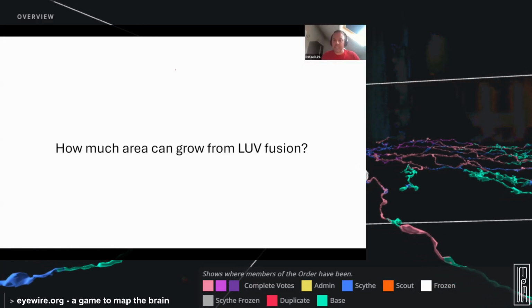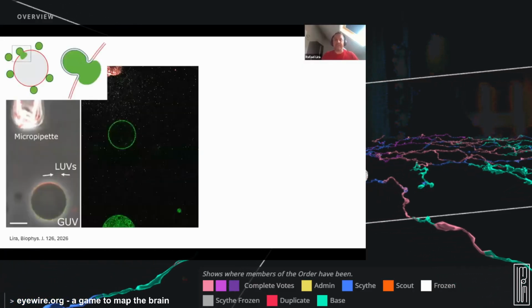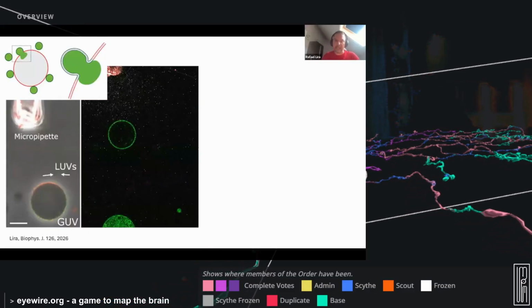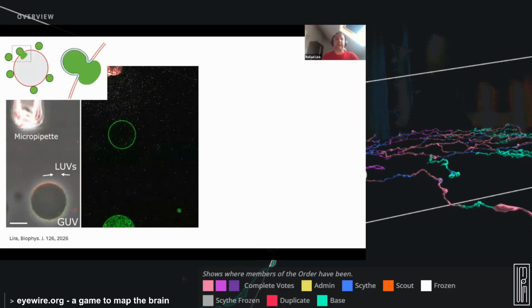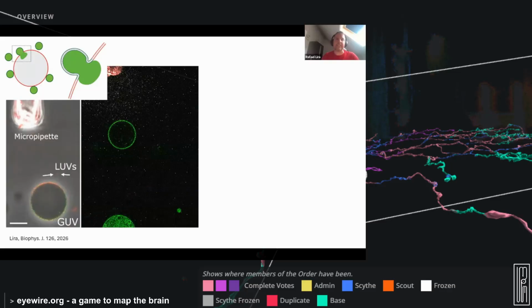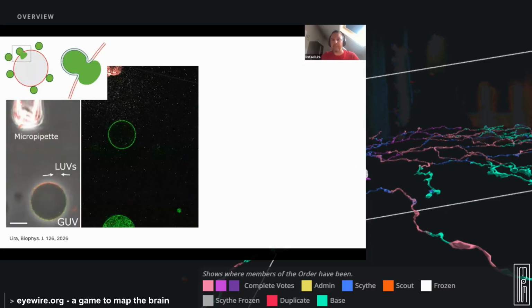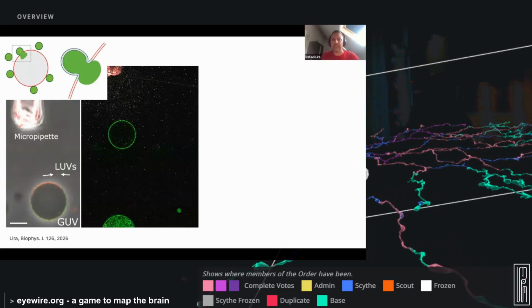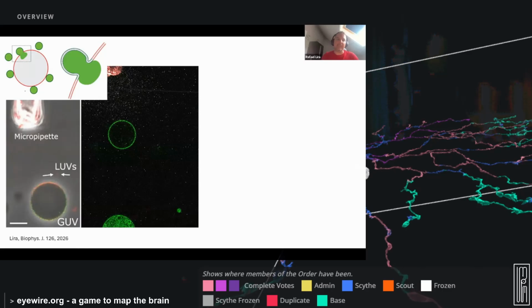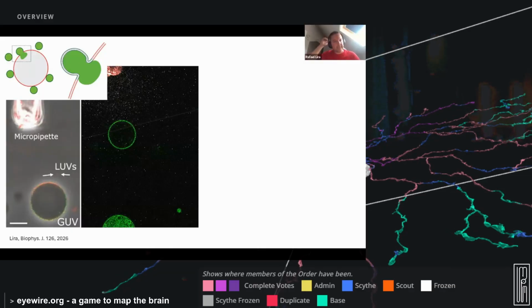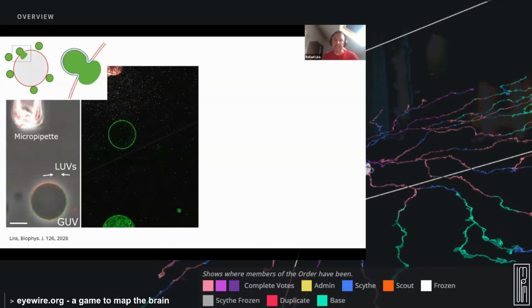So can we quantify how much area is grown via membrane fusion? This is something very recent that we published only last week. So we did something very similar to the previous slide. We had green GUVs, red labeled LUVs, but the LUVs were also loaded with a content cargo. So when there was fusion, there would be content mixing, and the cargo would transfer into the GUV lumen. And we fused these LUVs by micro-injecting them with the help of a micropipette in the vicinity of the GUVs.